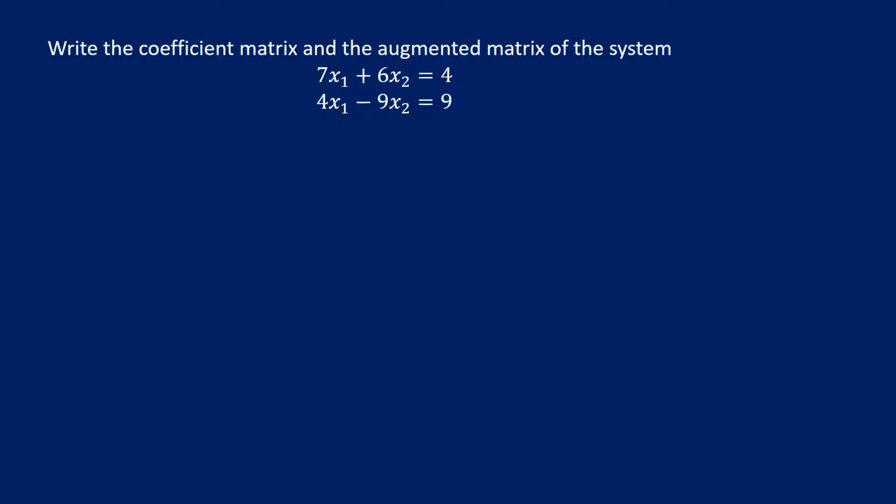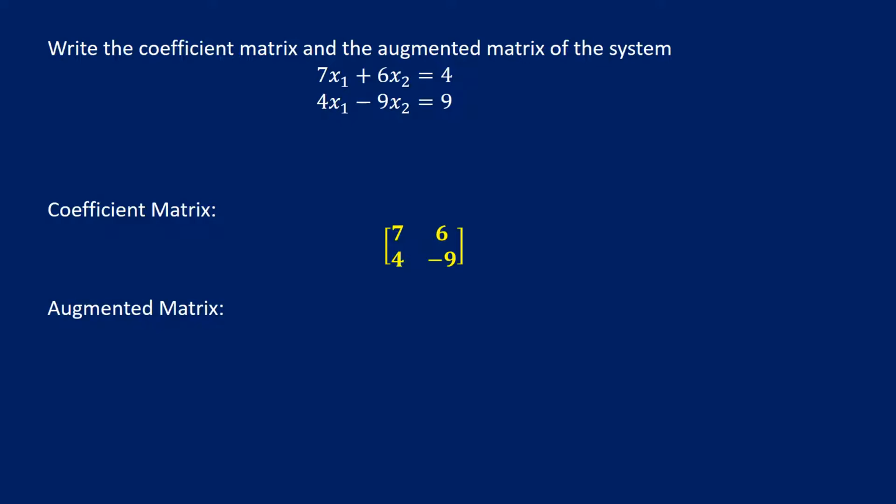So let's write the coefficient matrix and the augmented matrix of the system 7x1 plus 6x2 equals 4, and 4x1 minus 9x2 equals 9. So we're going to let column 1 be x1 and column 2 represent x2. So the coefficient matrix is just the coefficients of the x1 and x2. So in row 1 we have 7, 6, because we had 7x1 plus 6x2. Row 2 we have 4, negative 9.